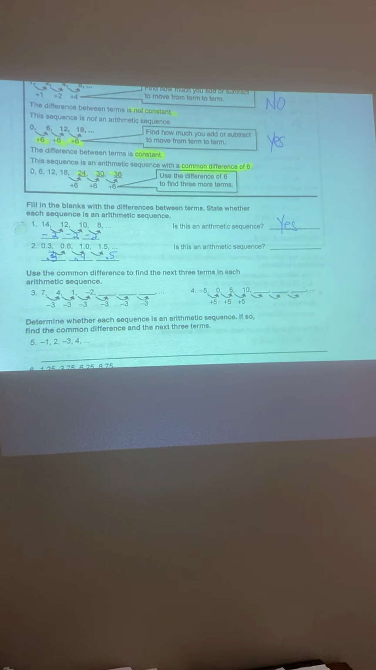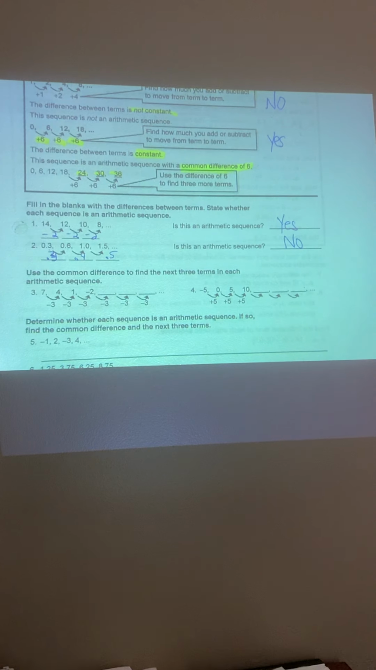Let's look at the next one. 0.3, 0.6, 1, and 1.5. The difference between 0.3 and 0.6 is 0.3. The difference between 0.6 and 1 is 0.4. The difference between 1 and 1.5 is 0.5. Does that have the same common difference? No. So therefore it is not an arithmetic sequence. Let's look at the next one.